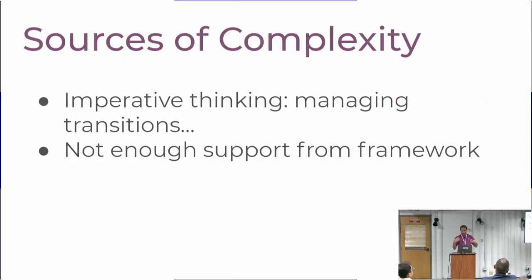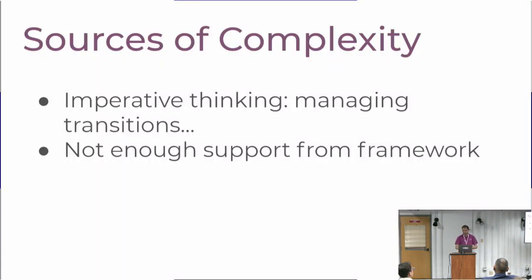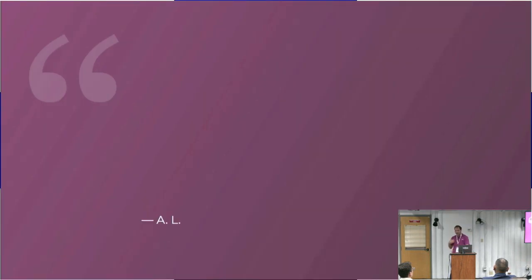So at least two main sources of complexity. We think with an imperative mindset. We need to manage all transitions as a sequence of steps, and we do not have enough support from our framework. So yeah, that's one source of complexity. That's two sources of complexity, and we need some change.